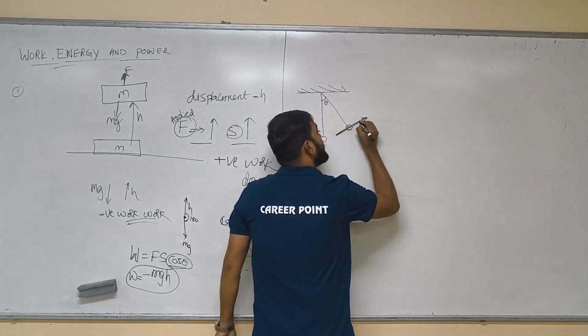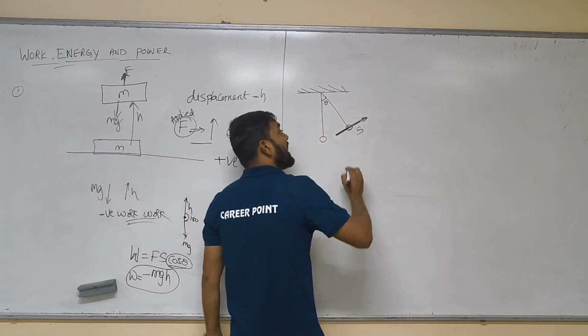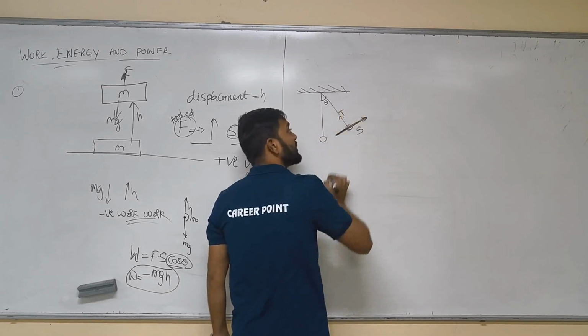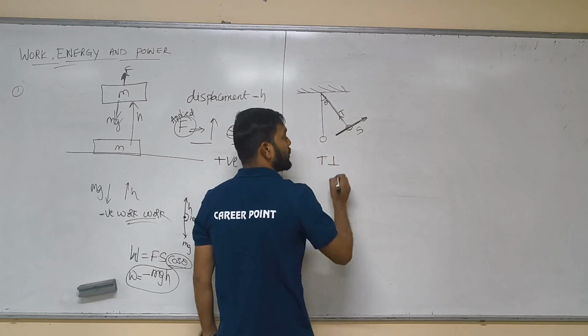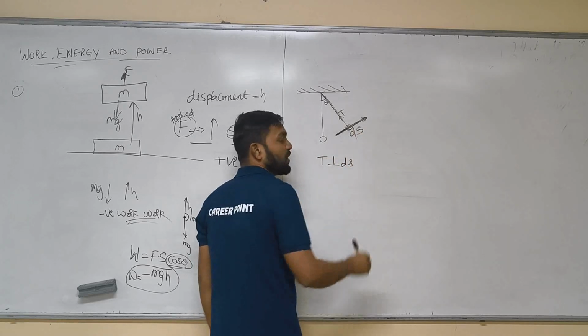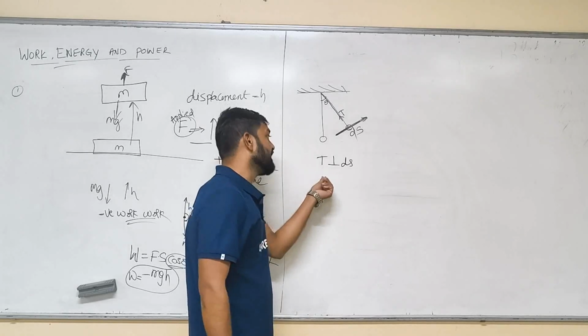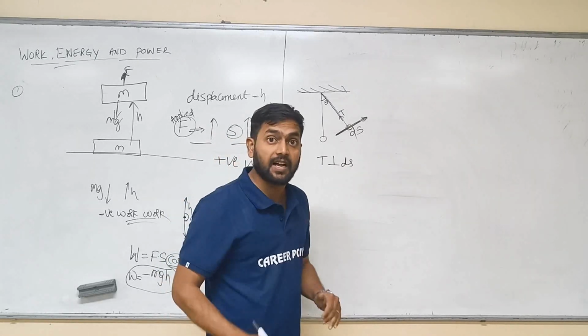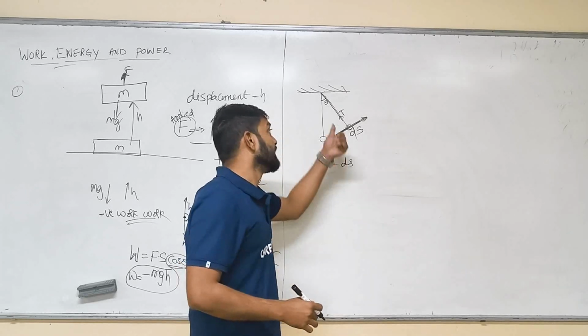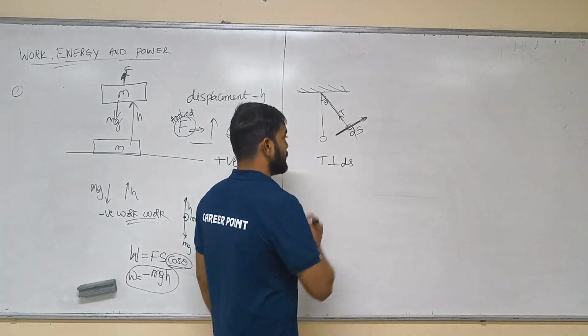The displacement is along this direction, and the force, this is tension force. So then what happens here? Tension is perpendicular to the displacement. Let us take the small displacement. Okay, so tension is perpendicular to the displacement. So then what happened here? The work done by the tension force is equal to 0.